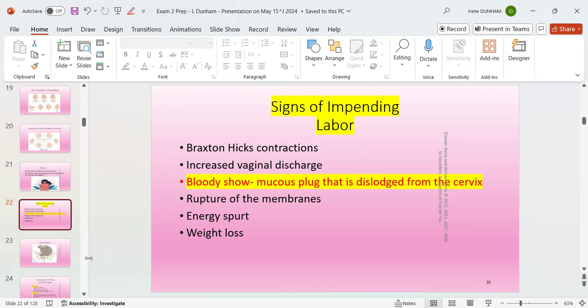But that's because labor is coming. Their body can sense it. I just love it. And then you have increased vaginal discharge, again, sloughing off of the cervix.